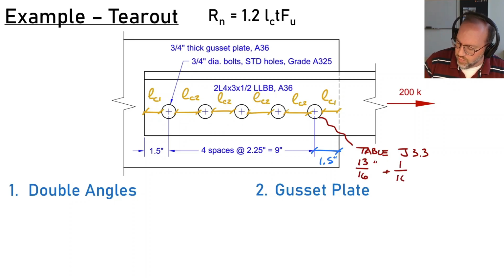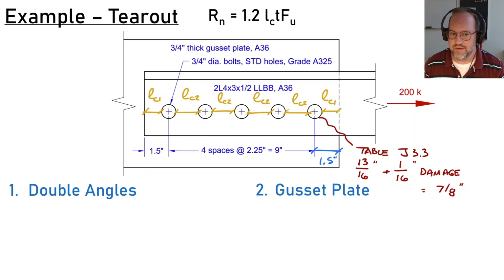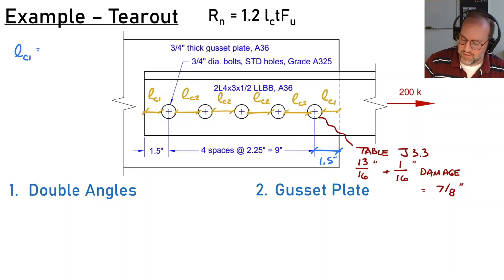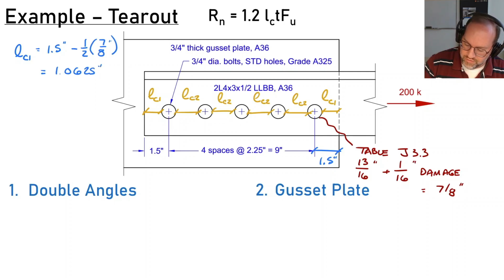But I always add 1/16 of an inch on for a damage zone based on how they punch out this hole oftentimes. So that's going to get me a solid 7/8 of an inch. That's always conservative to assume that damage zone. We're just basically oversizing the hole slightly, even if in reality it is 13/16 of an inch big. If I want to find my distances LC1, that's just going to be 1.5 inches, and I need to subtract off the radius of the hole, so that's minus 1/2 of 7/8 inches, and therefore that is 1.0625 inches.